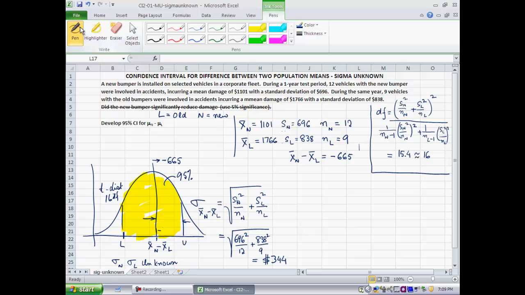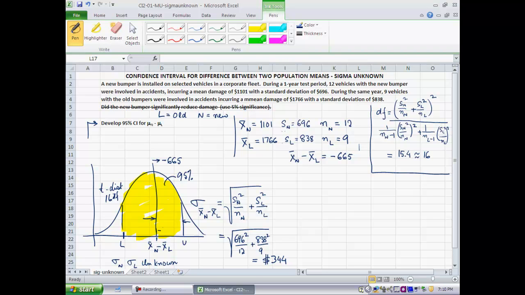This time around, we want to develop a 95% confidence interval for mu n minus mu l. So n, the subscript n, refers to cars with the new bumper, and the subscript l refers to cars with the old bumper. So we want to develop a 95% confidence interval for mu n minus mu l. That's the average damage incurred by cars with the new bumper, and mu l is the average damage incurred by cars with the old bumper.